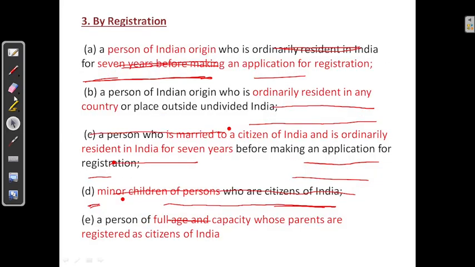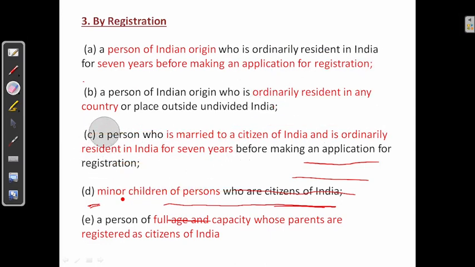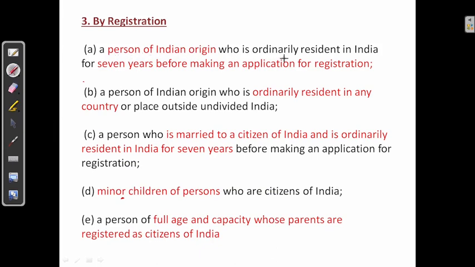Okay. Next we'll see the acquisition of citizenship by registration. First, a person of Indian origin who is ordinarily resident in India for 7 years before making the application for registration. Okay. So before making the registration, he should stay in India for 7 years. Then only he'll get the citizenship.